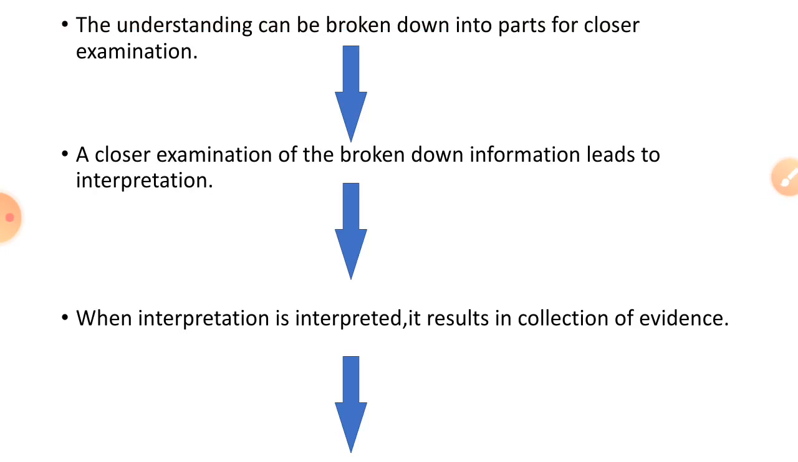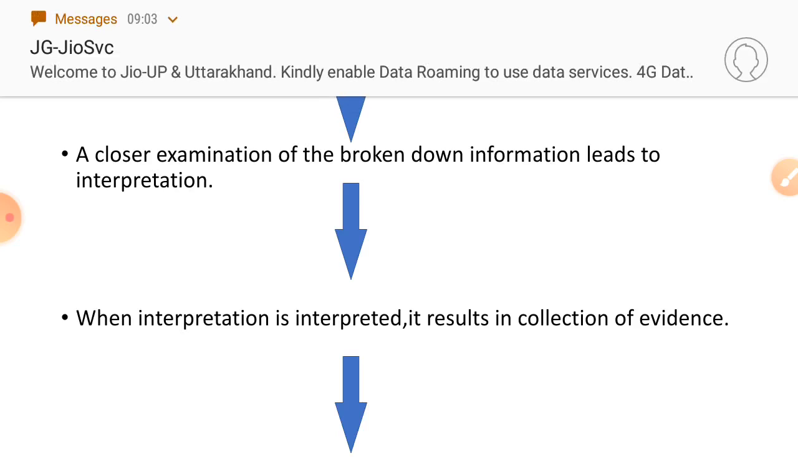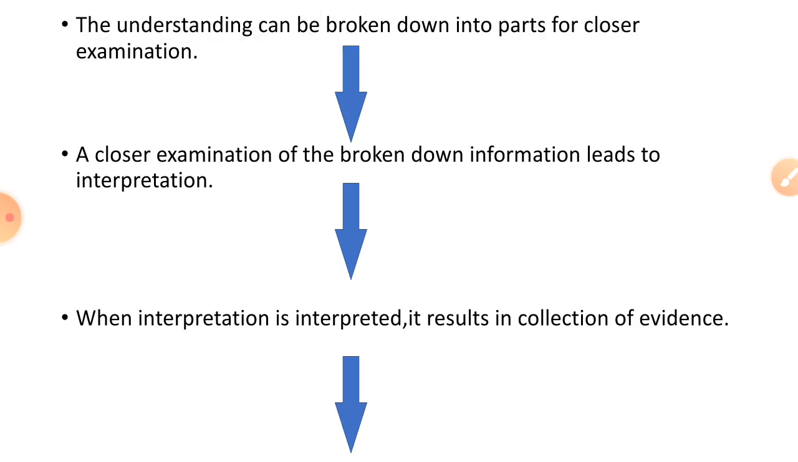The next point is that the understanding can be broken down into parts for closer examination. When there are minute, small questions, to attempt those types of questions, the understanding that you have grabbed from the question paper is to be broken down into parts. And when a closer examination of the broken down information is finally done, you have to interpret. Interpretation results in collection of evidence. So a logical formula is established here. You can see a very logical formula, like you have to understand the logic behind each and every line in the text.